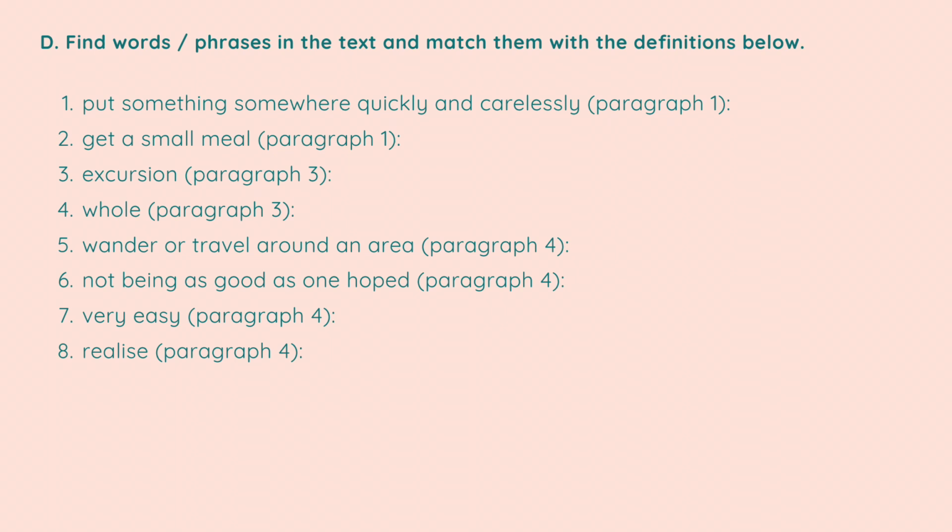Next exercise, part D. Find words or phrases in the text and match them with the definitions below. Number 1. Put something somewhere quickly and carelessly, in paragraph 1. The answer is dump. Number 2. Get a small meal. This is also in paragraph 1. What's the answer, class? Yes, correct. Grab a bite. Next question. Excursion, in paragraph 3. Yes, the answer is outing. Number 4. Whole, in paragraph 3 as well. What is the answer? Entire.